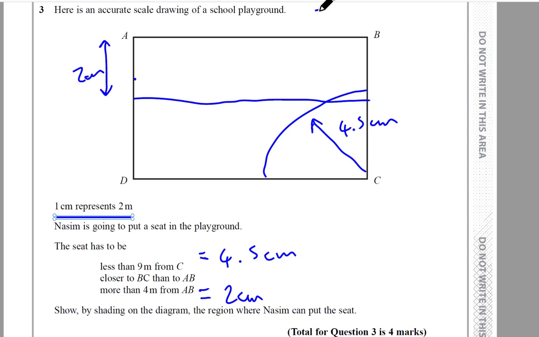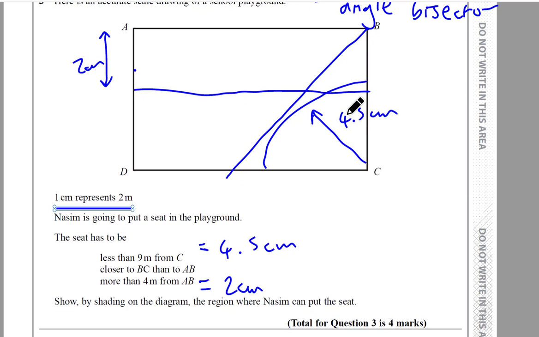Unfortunately I can't show you a compass tool on this. Use your compass, get your arcs, look up angle bisector, so you know how to do this. And that should be like a diagonal here, and it's closer to BC, so it's anything on this side here. Show on the diagram where Nassim can put the seat.